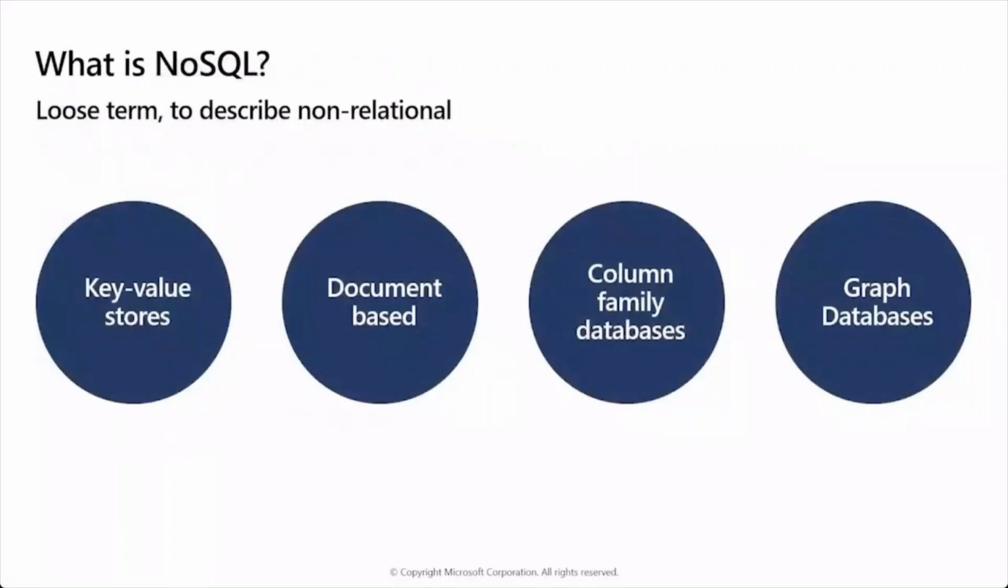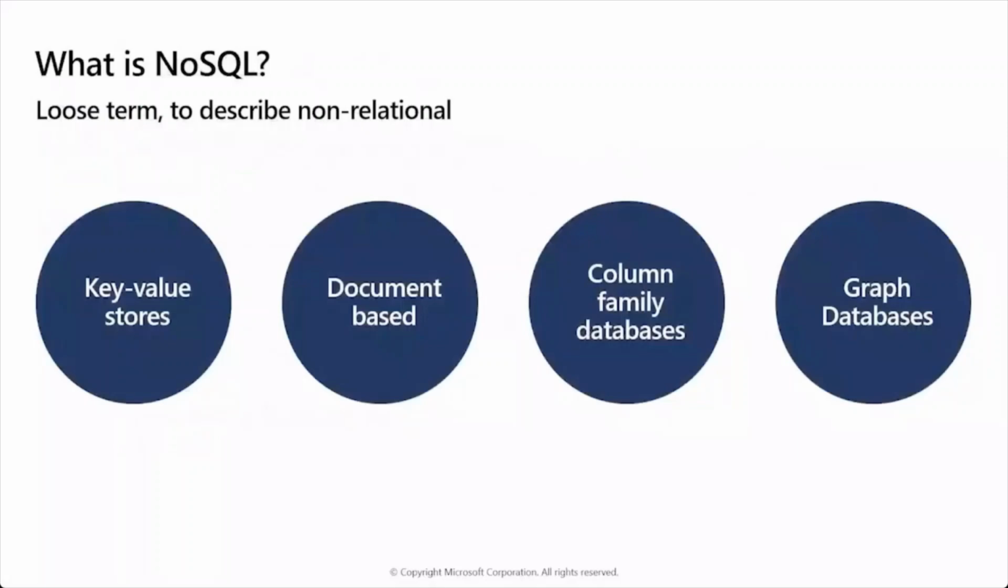Now, you might have heard or seen the term NoSQL floating around when you're reading about non-relational databases. NoSQL is a loose or generic term that simply means non-relational. Some people debate whether NoSQL means not SQL or not only SQL, but essentially it just means non-relational data. NoSQL or non-relational databases generally fall into 4 categories: key value stores, document databases, column family databases, and graph databases.